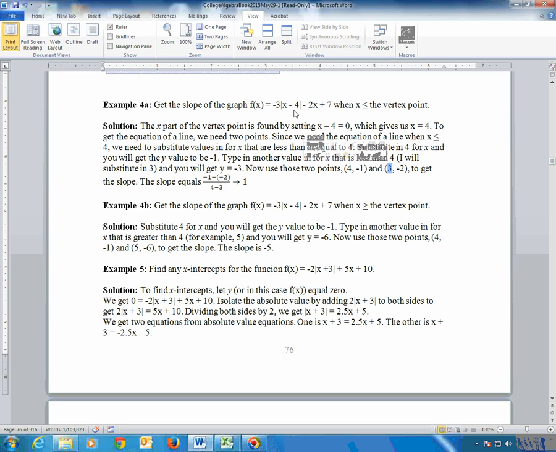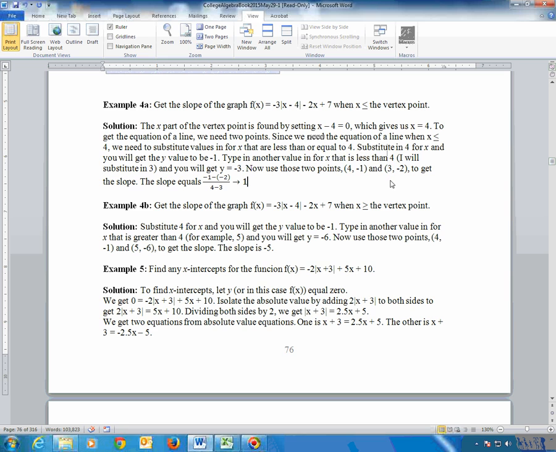Put in 3. 3 minus 4 is -1. The absolute value makes that +1. -3 times +1 is -3. So this bit right here is -3. Continuing on with substituting in the 3, -2 times 3 is -6. So this bit here is -6, and this is +7. So we got -3 minus 6 plus 7, and if you do your arithmetic, you get -2.